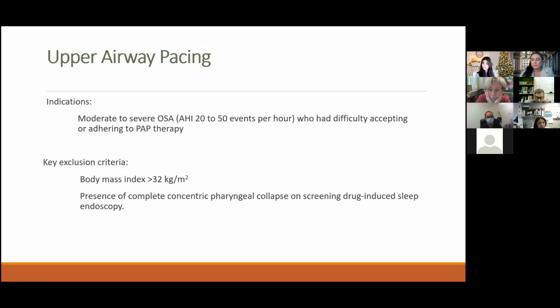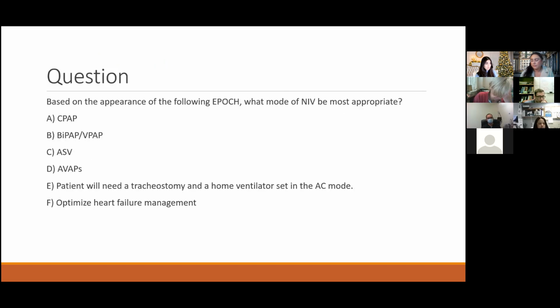So we have a program here at WVU. Dr. Koutros puts this Inspire device in for us at our program. They've actually pushed the severity of sleep apnea, so I think it's up to 60 or 70 events per hour now. They've also pushed this body mass index. This was a big limiting factor for West Virginia. So your BMI had to be less than 32. I think it's up to 34 now.